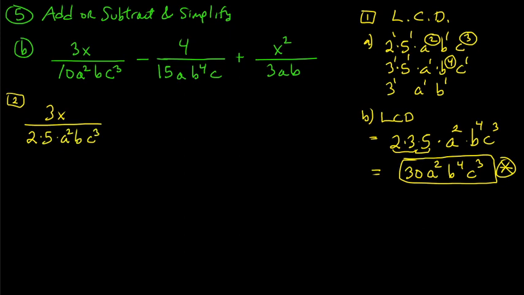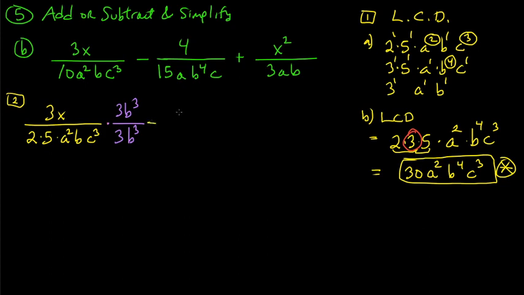Okay, so what's missing here, right? We have 2 times 5, but we're missing a 3, right? 10 times 3 is 30. So we need to multiply by 3. We have the a squared, but we need b to the 4th. We only have b to the 1, so we're missing 3 factors of b, right? We're missing b to the 3. And we have the c to the 3, right? So we don't need any more c's. So the missing factor here was just 3b cubed, right?